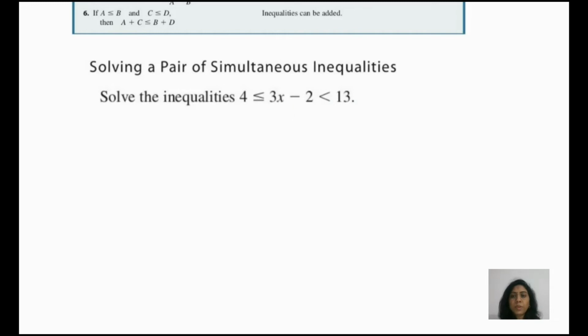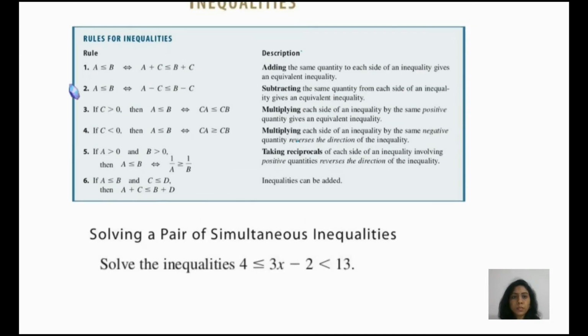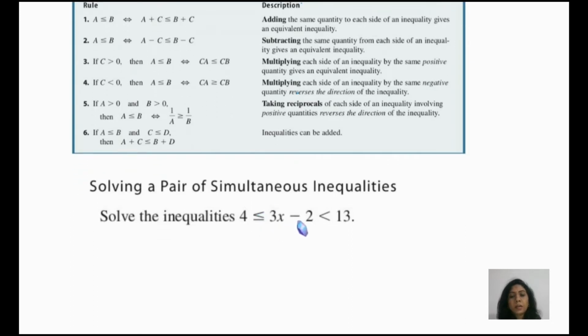Okay, so here we apply these rules. Add 2 to all sides. When we add any number to both sides, the inequality doesn't change. So add to both sides, actually all sides. So this is 4 plus 2, 6, less than or equal to just 3x, because minus 2 plus 2 cancel, and here 13 plus 2, 15.